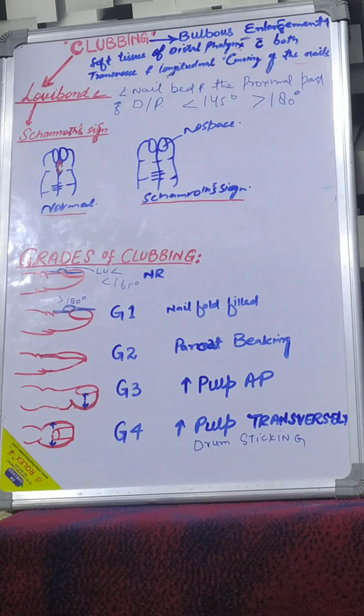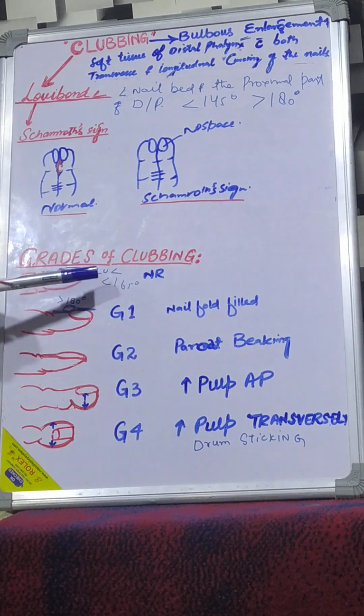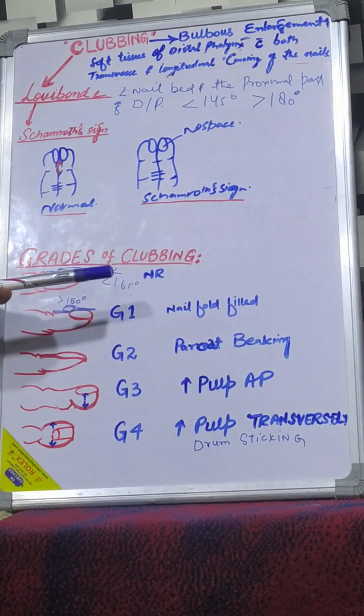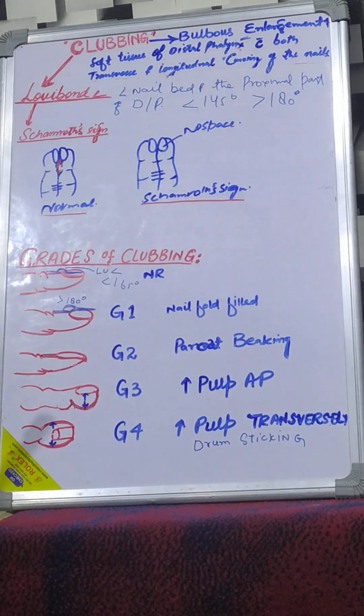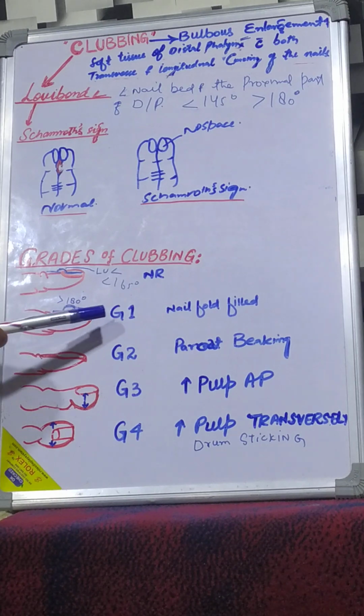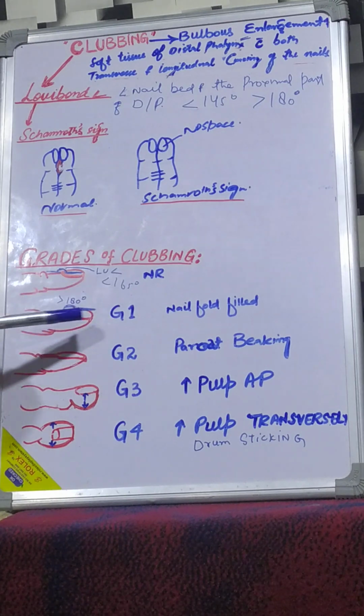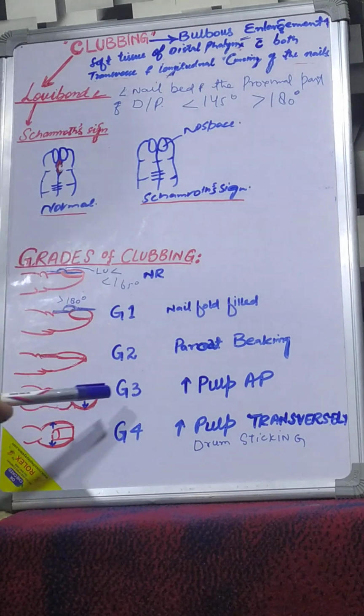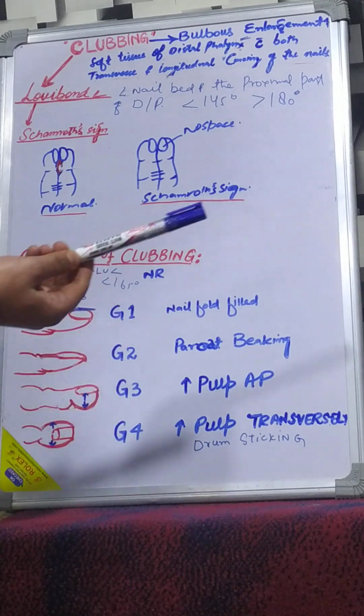It is very easy to remember. Normal angle should be less than 165. When it is greater than 180, this is grade 1 clubbing, with filling of the nail fold. Grade 2, beaking. Grade 3, increase in AP diameter. Grade 4, drumsticking. That is it.